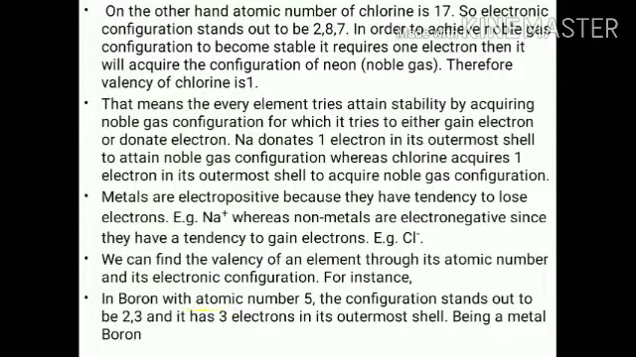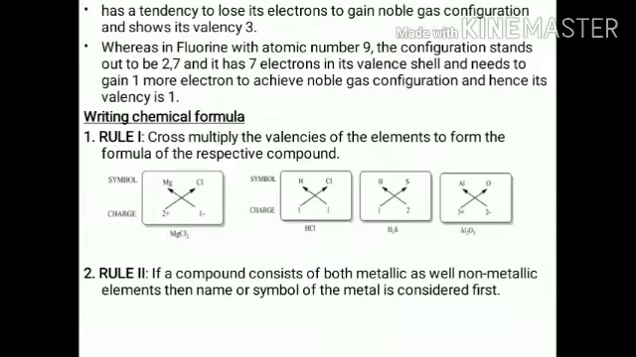In boron, the atomic number is 5, so the configuration turns out to be 2, 3, and it has 3 electrons in the outermost shell. Being a metal, boron has a tendency to lose its electrons to gain the noble gas configuration, and so its valency is 3.